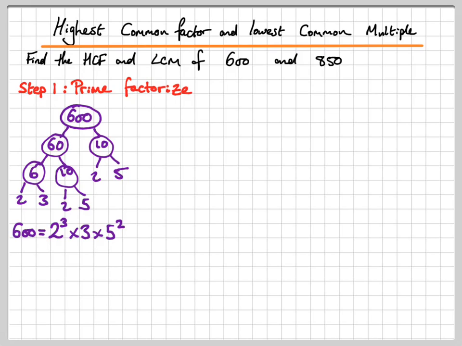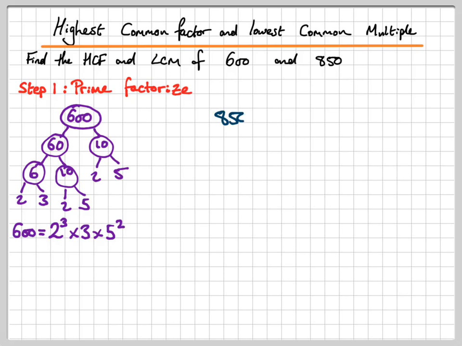So then I've done 6 is 2 times 3, they're prime numbers at the bottom so they don't go in a ring. 10 is 2 times 5, and the other 10 is 2 times 5, and of course at the end of my branches they're all prime numbers. So 600 has the prime factors 2, 3 and 5. 600 can be written as the product of its prime factors as 2 times 2 times 2 times 3 times 5 times 5, or using index notation 2 to the power of 3, 2 cubed, times 3 times 5 to the power of 2, which is 5 squared.